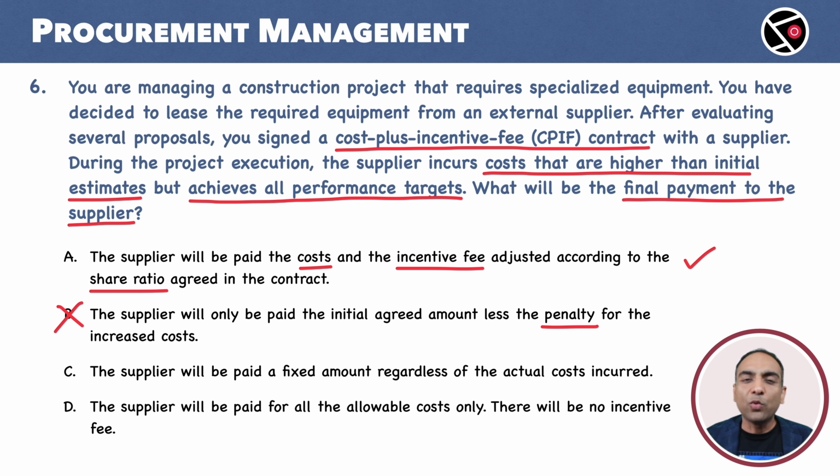C. The supplier will be paid a fixed amount, regardless of the actual cost incurred. No, this is not a fixed price contract. This statement is definitely incorrect.